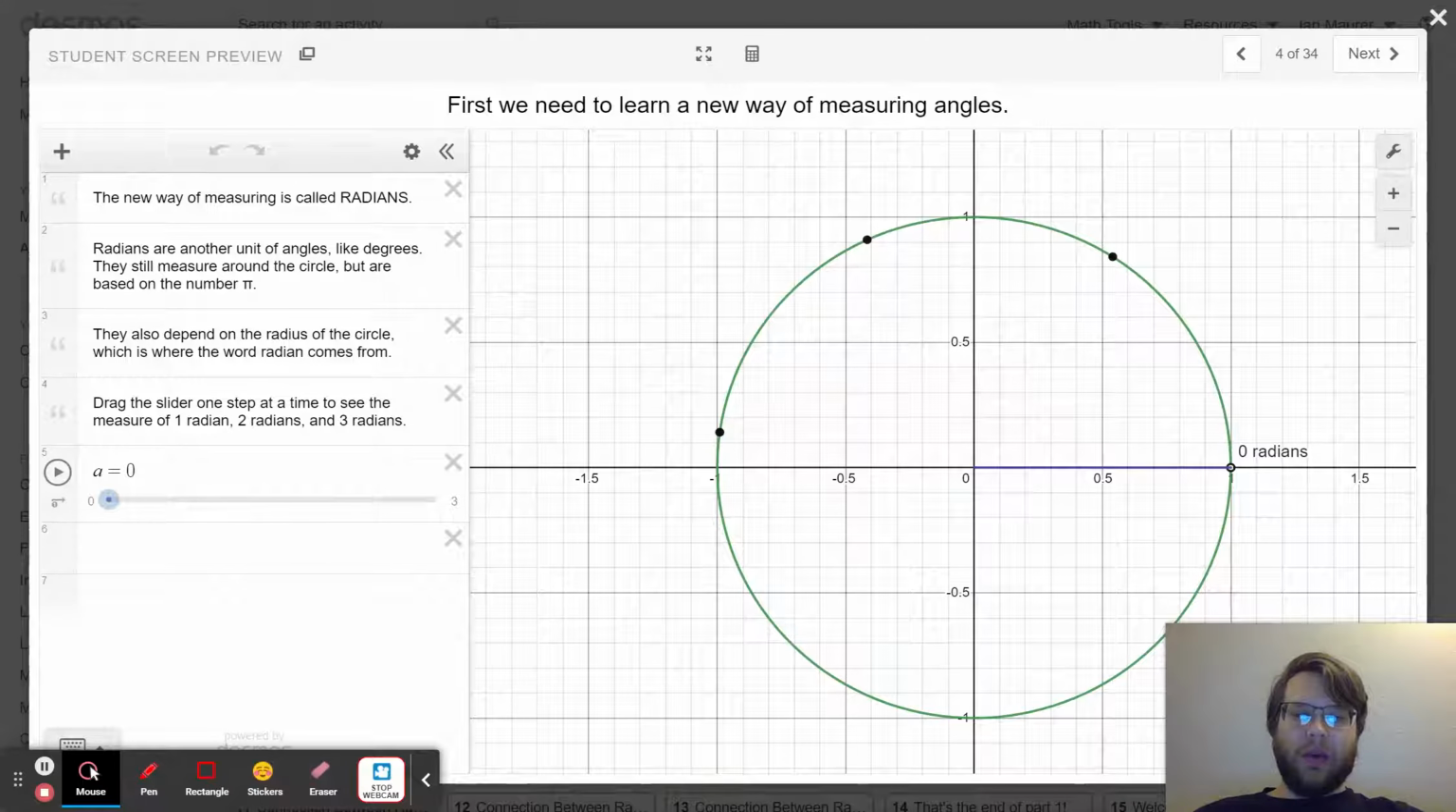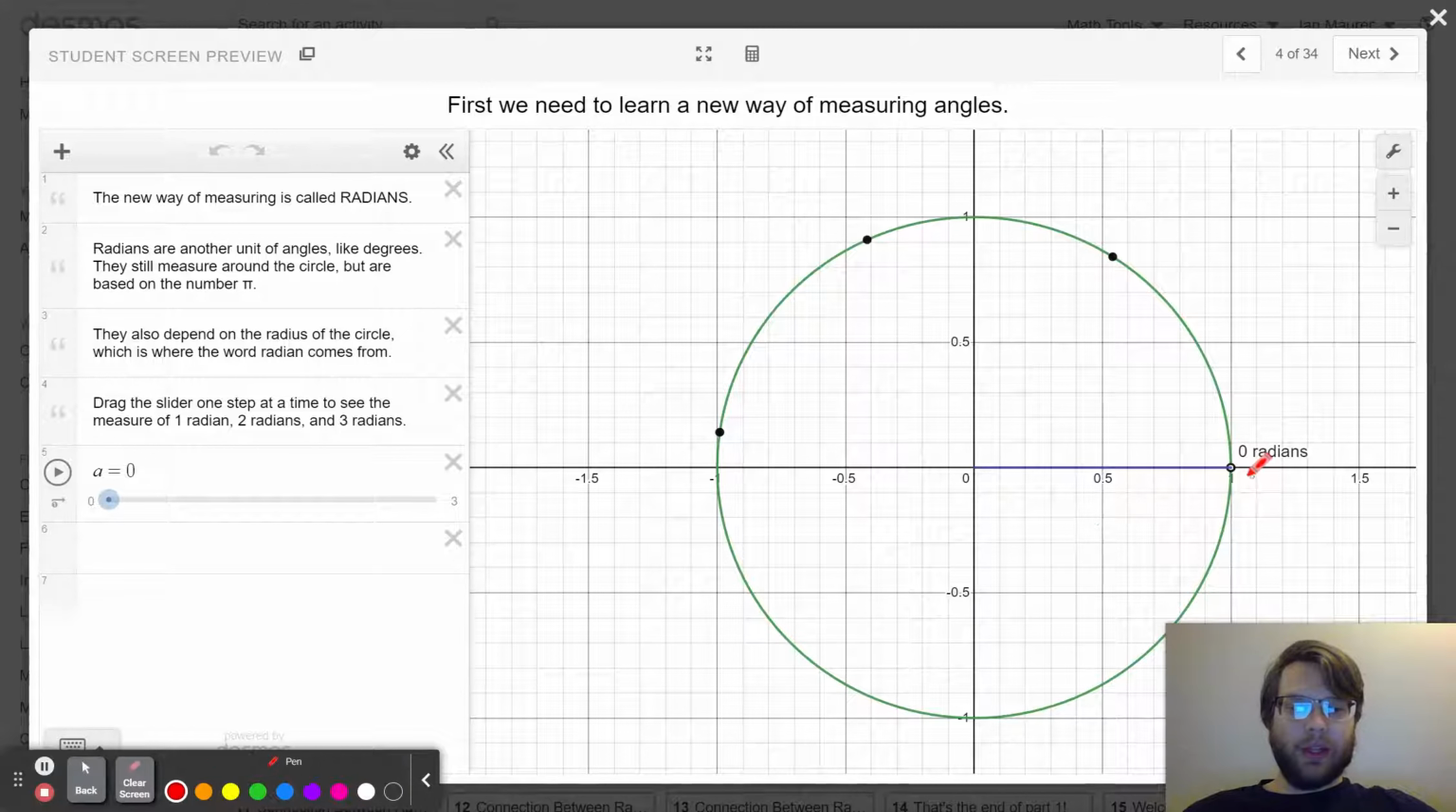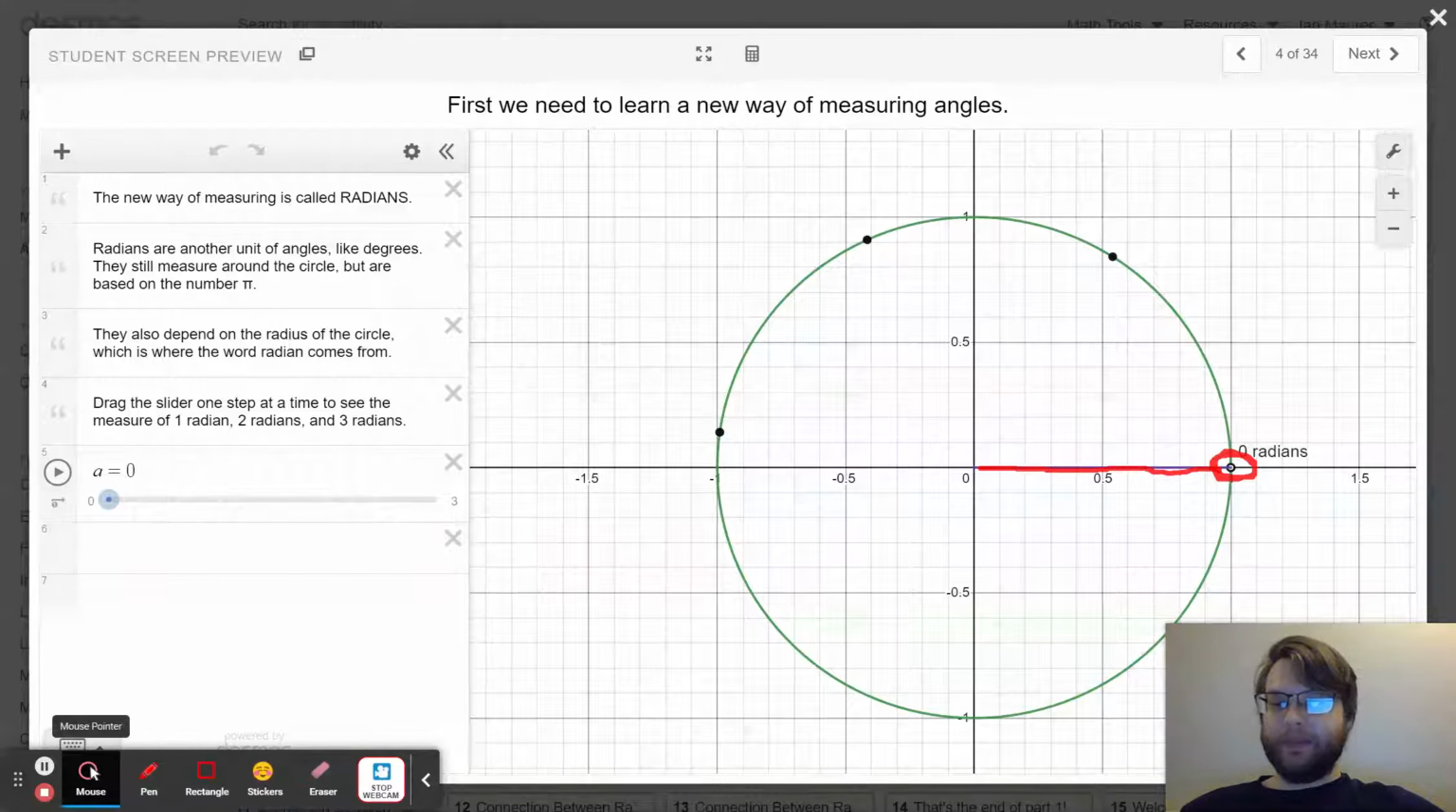When you look at a radian here, watch as I drag this slider. Right now it's at 0 radians. That's our starting point. This is something that's a little bit weird sometimes for students, but this is where we start when we measure angles. We start due east, kind of at the 3 o'clock hour. This is 0. Now look what happens as I drag my slider.